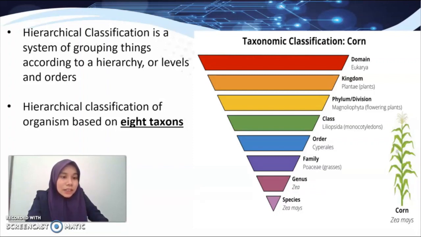Hierarchical classification of organisms is based on 8 taxons. The taxons are domain, kingdom, phylum, class, order, family, genus, and species.